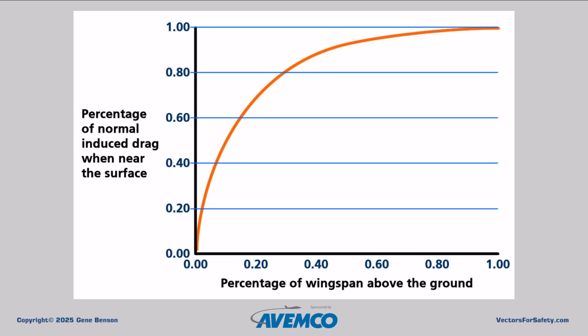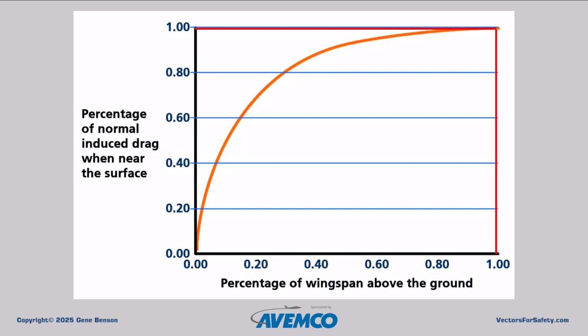Returning to this graph, we can see that when the airplane is on the ground, the underside of the wing is about 17% of the wingspan above the ground. That means that the best we can experience is about 62% of the induced drag that we would have in flight. If this was a low-wing airplane with the same wingspan, we would have less induced drag due to ground effect. But what happens when we begin our climb?